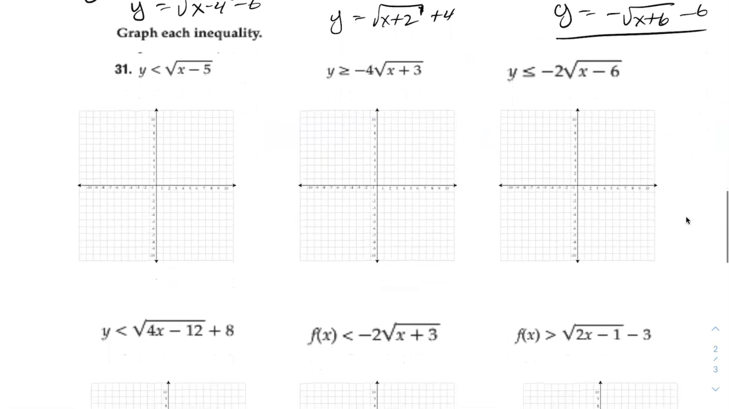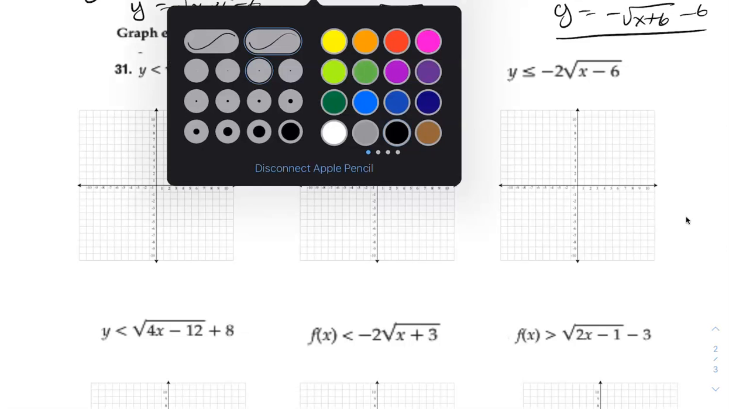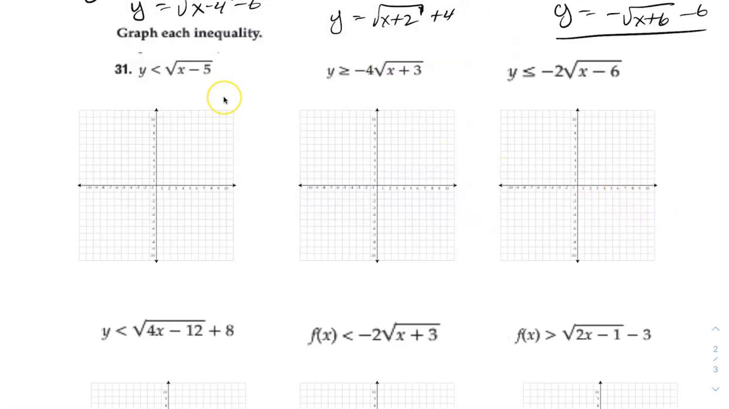Graph inequalities. So these are very similar to the last ones, except now we have the shade. So let's look at the first one. Where do I start? Inside opposite, 5. Outside follow, nothing, so 0. So 5, 0.